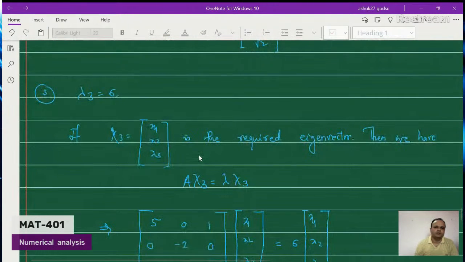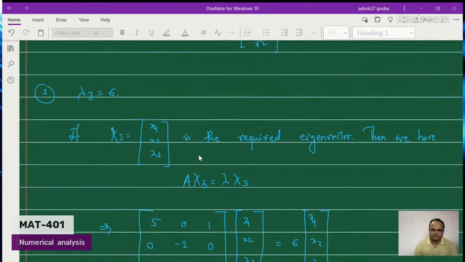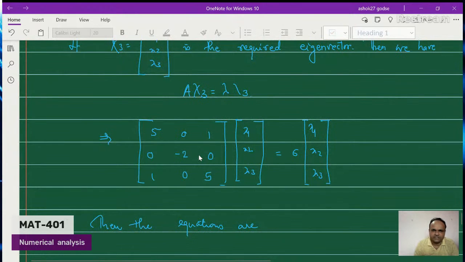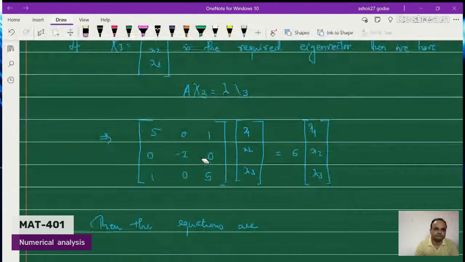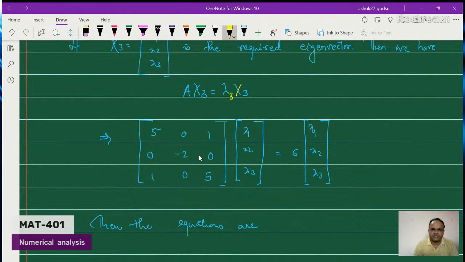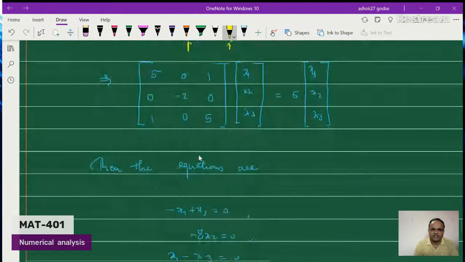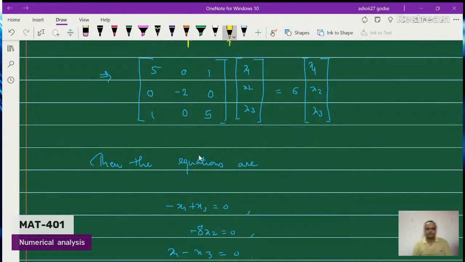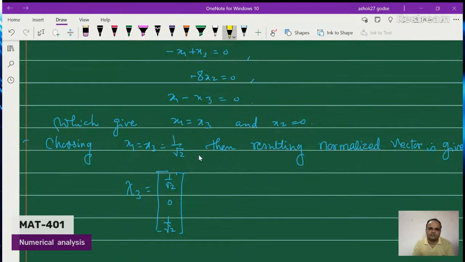So next, the eigenvector corresponding to the third eigenvalue, that is lambda 3 equal to 6. So again, let's suppose X equal to x1, x2, x3 is the required eigenvector. Then it will satisfy this equation, that is AX equals lambda 3 X. So putting the values of A and lambda 3, you will get this equation. After multiplying and comparing the corresponding entries, you will get the equations: minus x1 plus x3 equal to 0, minus 8 x2 equal to 0, and x1 minus x3 equal to 0.